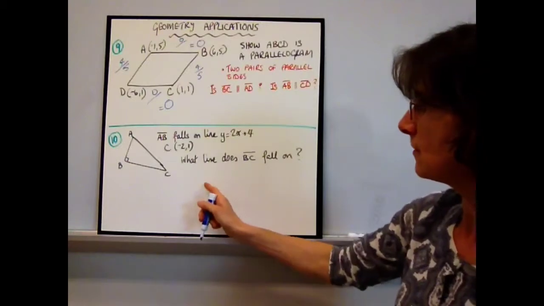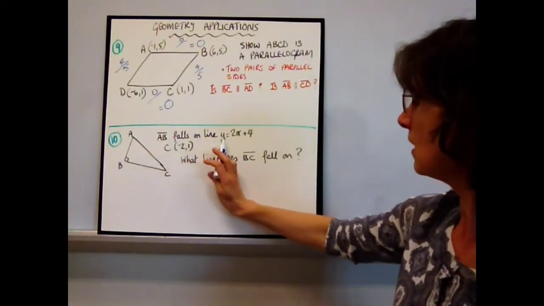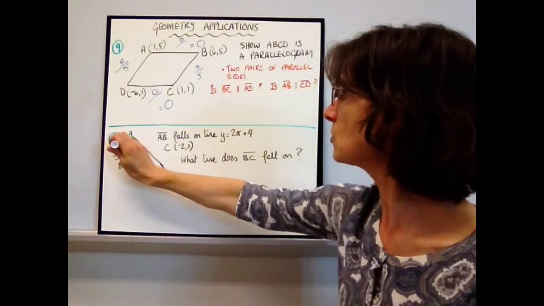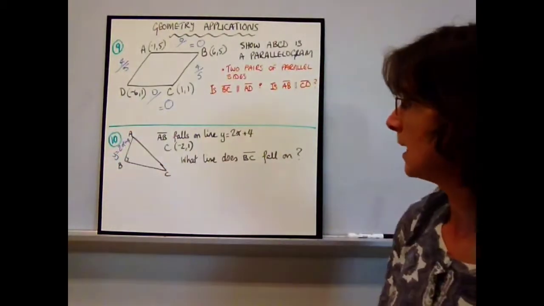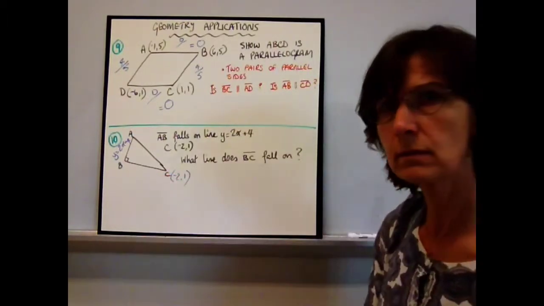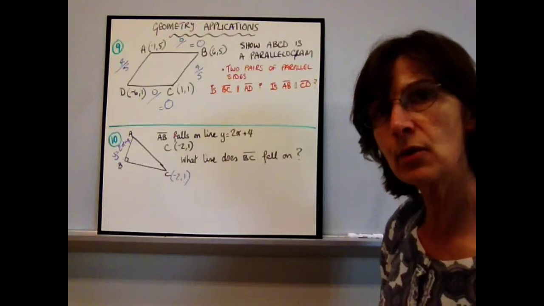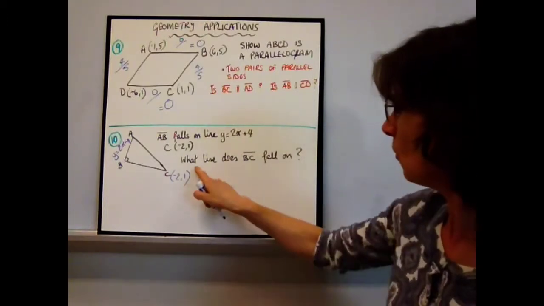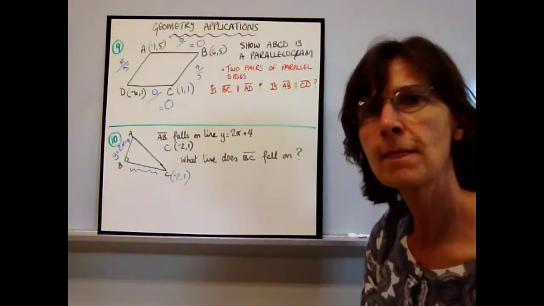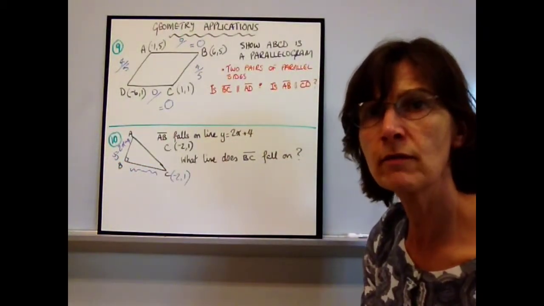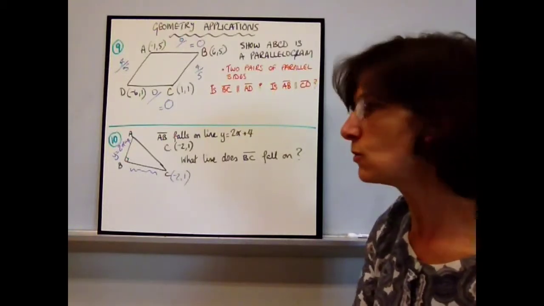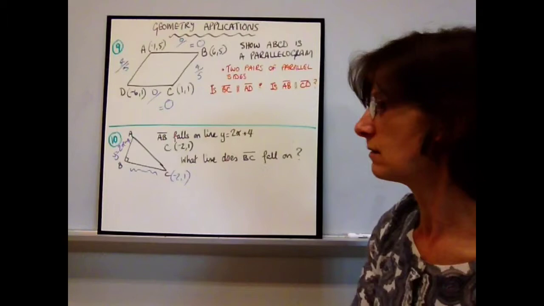And the last one, segment AB falls on the line y equals 2x plus 4. So this line is y equals 2x plus 4. And C is at the point negative 2, 1. Okay? Often it's nice to label your sketches. What line does segment BC fall on? So this is the one we want. So you need to look to see, what information have I been given that I might not have been given directly? I have to find it.